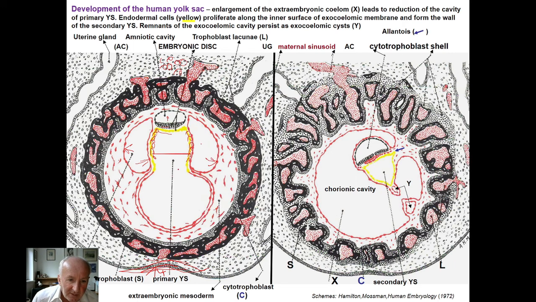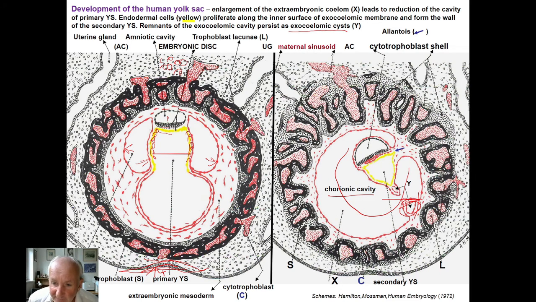The primary yolk sac will be smaller and smaller and smaller, and will remain as a yolk cyst. In some books you can find exocelomic cyst. It will completely vanish. And these fused cavities will form a big cavity, which is called the chorionic cavity or extraembryonic coelom. Extraembryonic coelom or chorionic cavity.